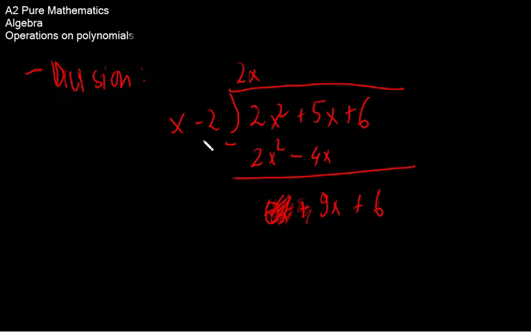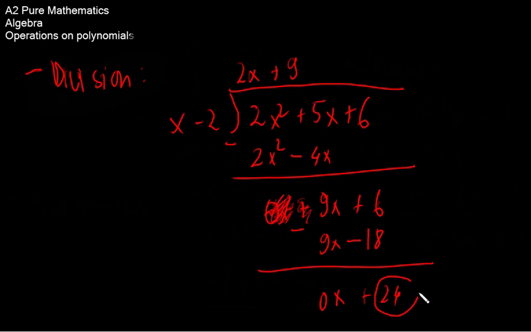So 9x divided by x, that gets us 9. So 9 times x minus 2, that's 9x, and 9 times minus 2, that's minus 18. And our final result, this is 0x, 6 plus 18, so that's 24. So this is the remainder, and this is the quotient, and that's how you do a division.